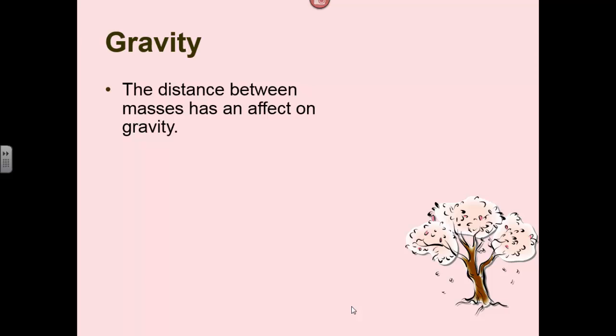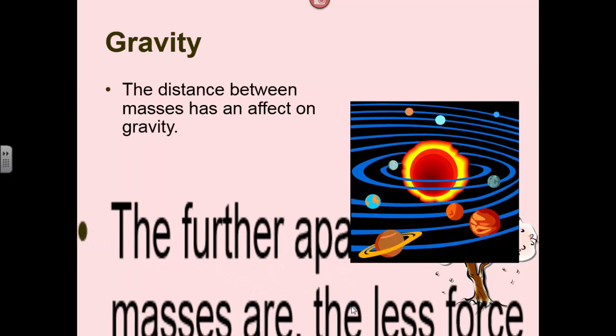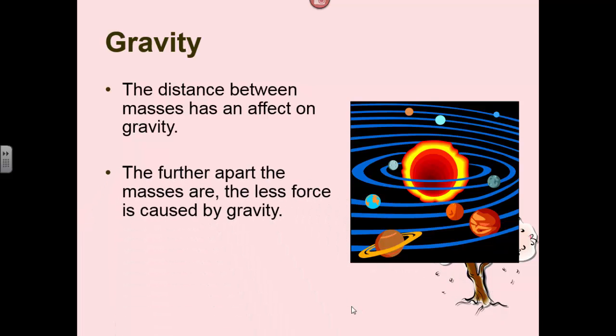We also need to know that the distance between masses or between objects can have an effect on gravity. It can change how hard gravity is able to pull on those two objects. The further apart those masses are, the less force is caused by gravity. This is kind of like magnets. If you hold two magnets really far apart, they don't exert much force on each other. But if you hold them really close, you can feel that pull. You can feel the two magnets attracting. So the further apart the masses are, the less force is caused by gravity.